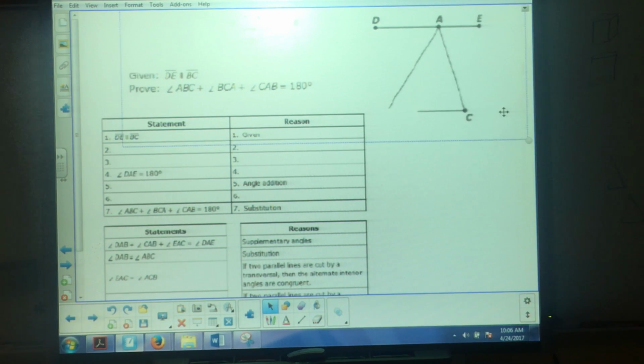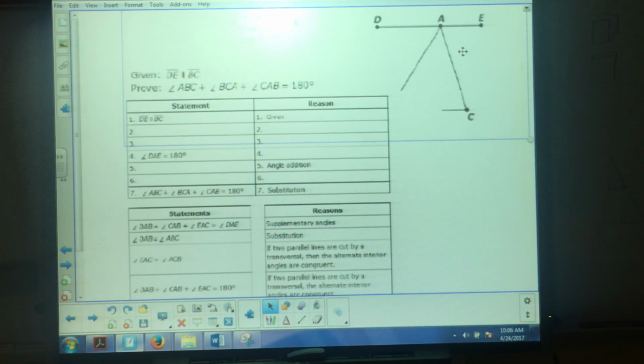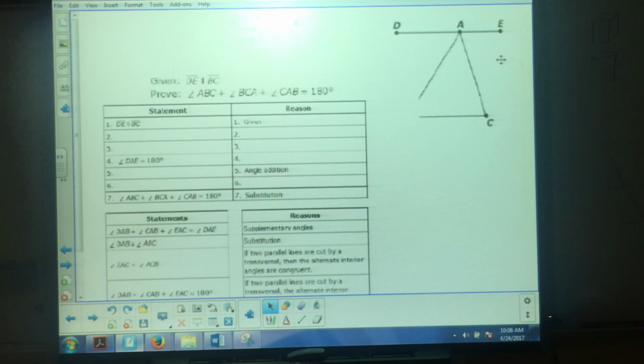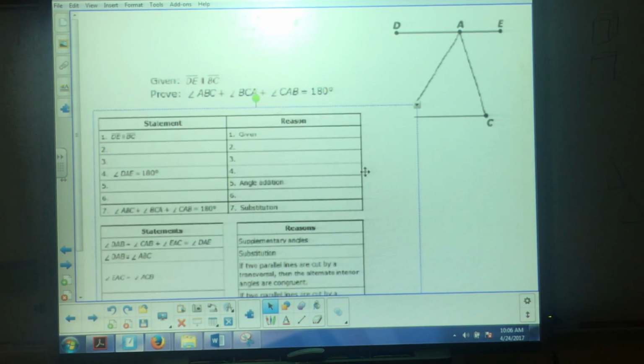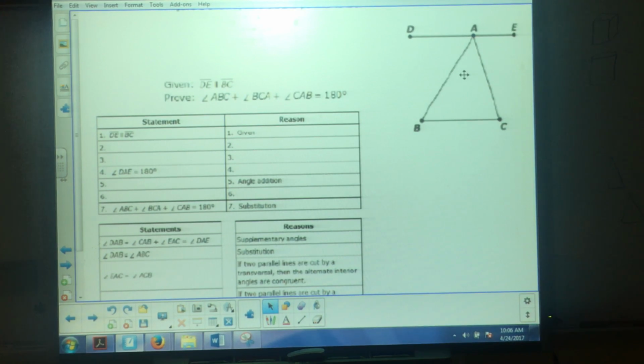Now this is, see what's happening here? Hold on a second. I made that too big right there. All right, we'll make it work. We always do.